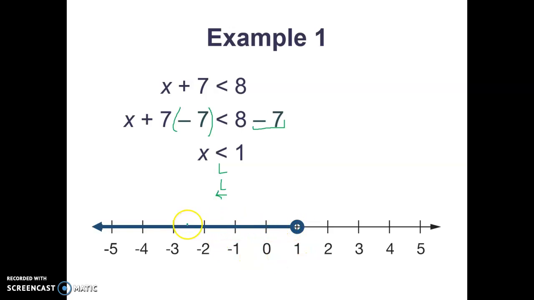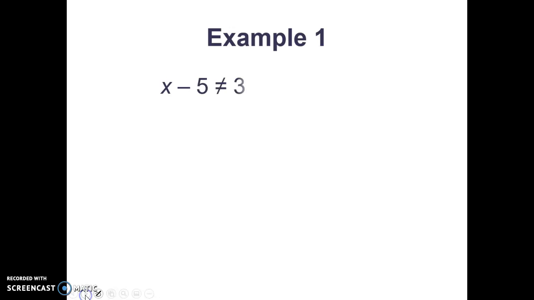So all of these numbers, if we were to plug these numbers back into our original inequality, our statement would still be true. Well, let's check and see. Negative 3 plus 7 is less than 8. Yep, 4 is less than 8. Negative 5 plus 7, that's 2, is less than 8. Yep, all of those work. And so we can take our solution set here, plug it back into the original inequality just to make sure we followed the steps correctly. Let's try another one.